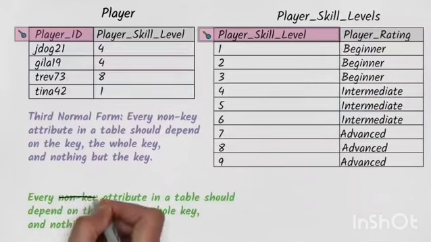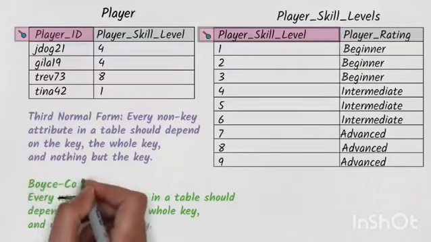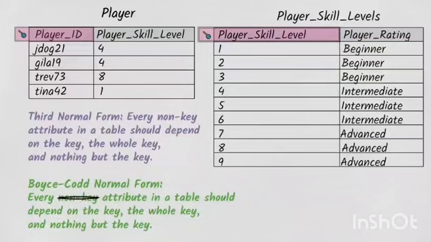It's even possible to shorten this guideline slightly by knocking out the phrase non-key, giving us the revised guideline. Every attribute in a table should depend on the key, the whole key, and nothing but the key. And this new guideline represents a slightly stronger flavor of third normal form known as Boyce-Codd normal form. In practice, the difference between third normal form and Boyce-Codd normal form is extremely small, and the chances of you ever encountering a real-life third normal form table that doesn't meet Boyce-Codd normal form are almost zero.